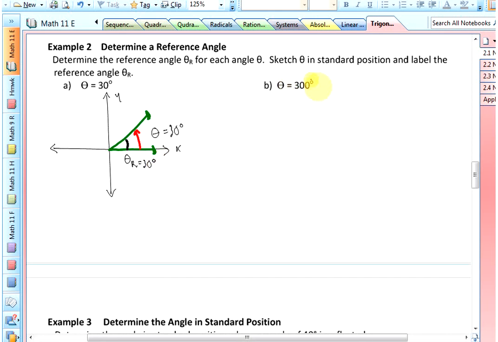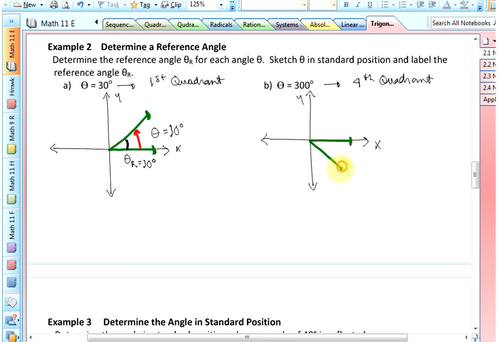Okay, our next angle is 300 degrees. That's between 270 and 360, which makes it a fourth quadrant angle. Okay, let me just put down here that this is first. Okay, so let's draw it. Okay, initial arm, terminal arm in the fourth quadrant. Give it direction counterclockwise and label it.